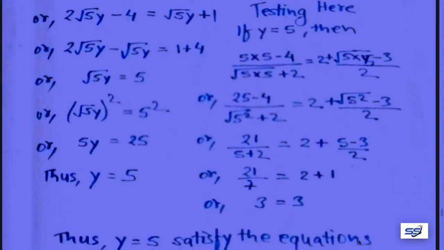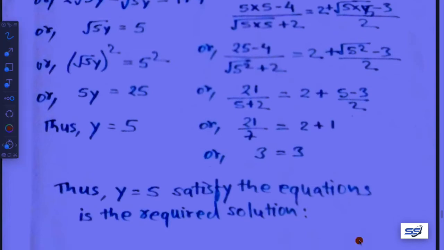In this way, the value we get here, y equals 5, satisfies our equation. Thus, y equals 5 satisfies.